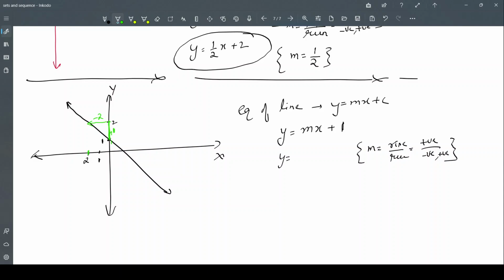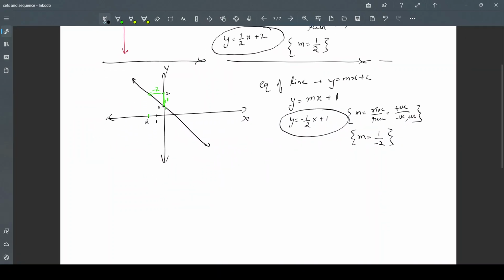What is the value of m now? m equals rise 1 unit, plus 1, and 2 units negative. So we can say minus 1 by 2, or 1 by minus 2 you can write. So what is your final answer? Your final answer will be y equals minus 1 by 2 x plus 1. So this will be the equation of the line. And also you should note why this line has a negative slope. If the line is going like this, it should be a positive line.